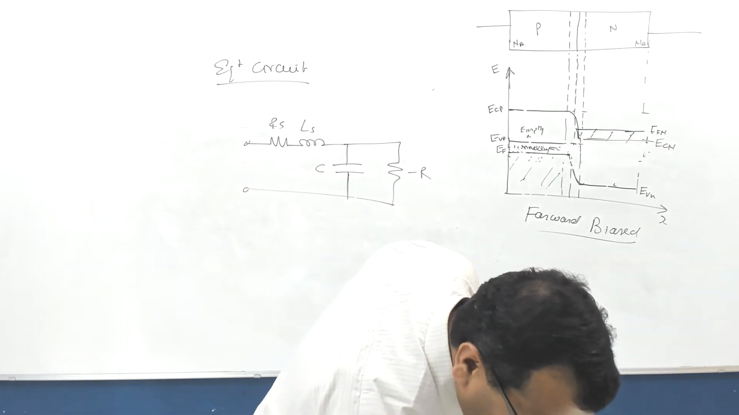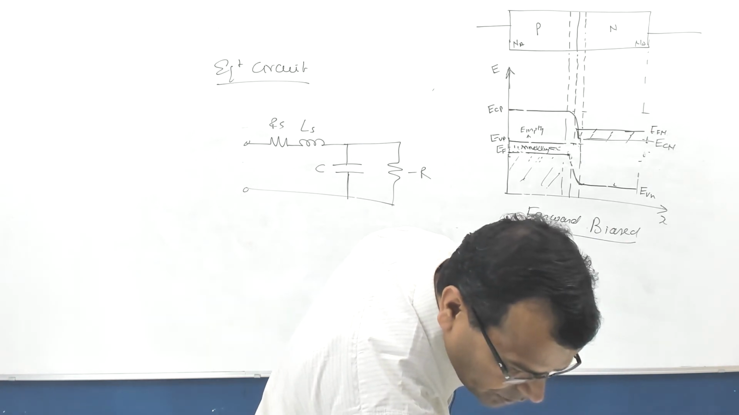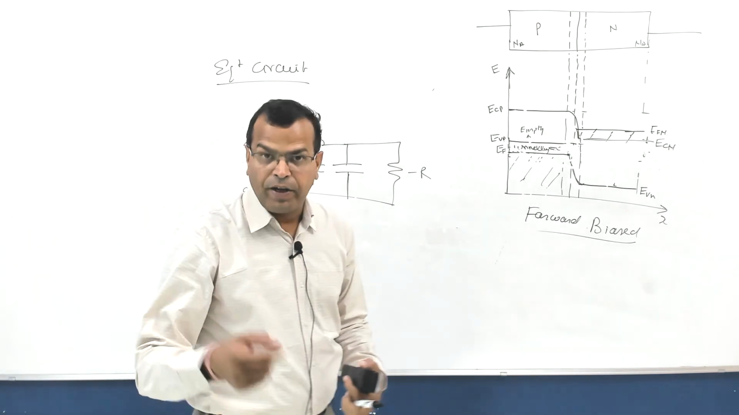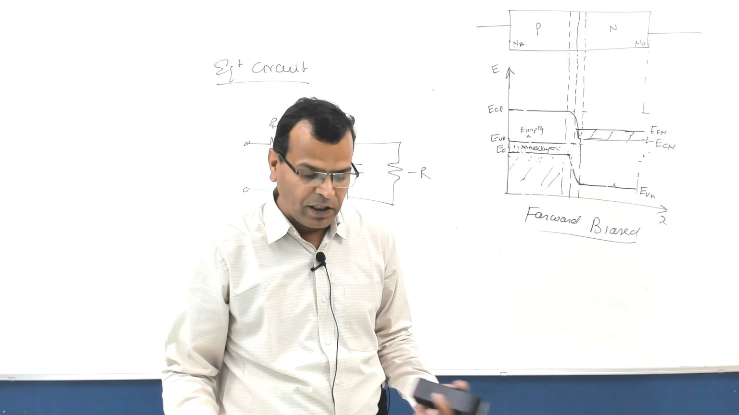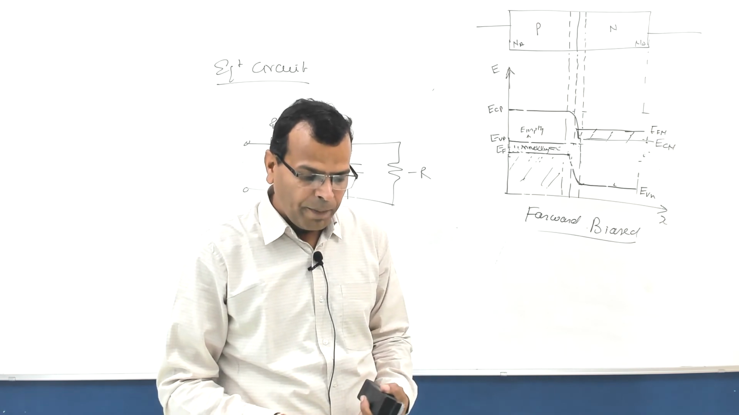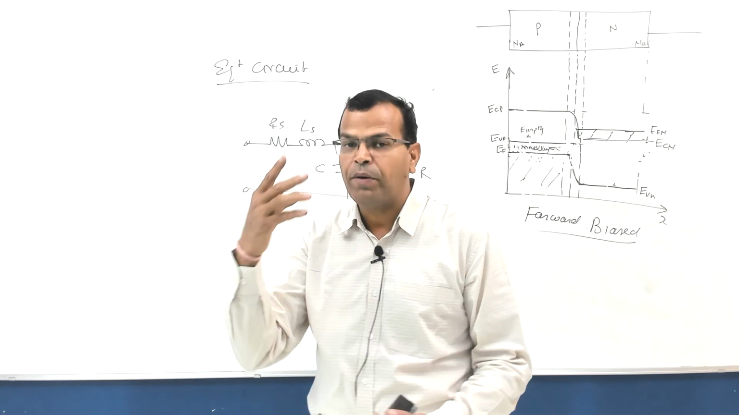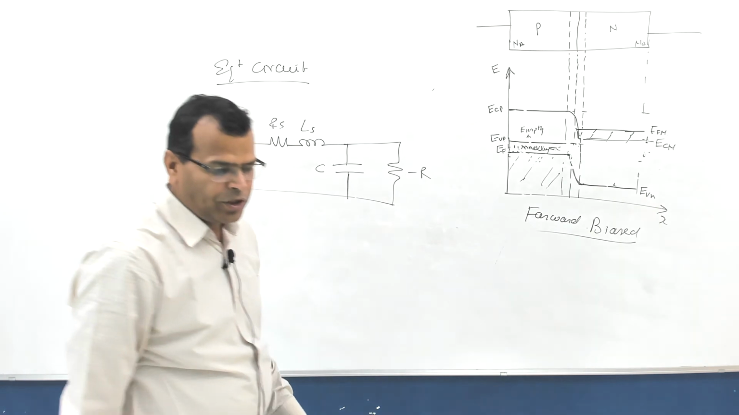Fine. Now let us talk about the applications. What are the applications? A tunnel diode can be used as a very high frequency switch, a microwave frequency switch. That is what I discussed. It can be used as a microwave frequency oscillator, and third, it can be used in pulse and digital circuits. These are some of the applications.